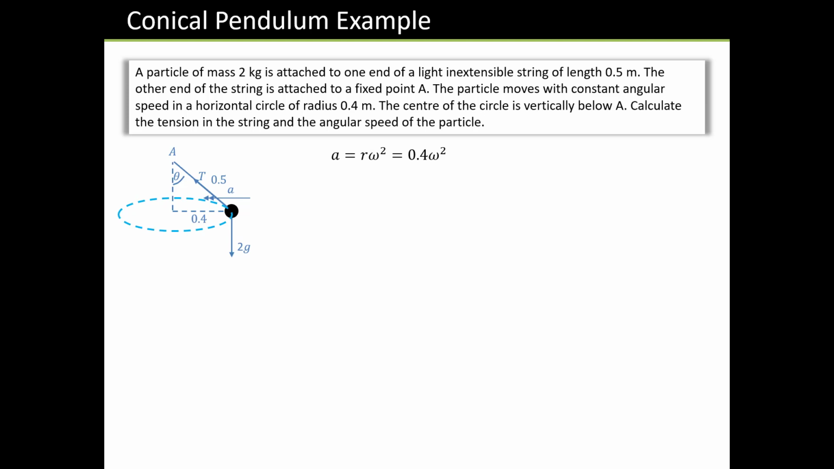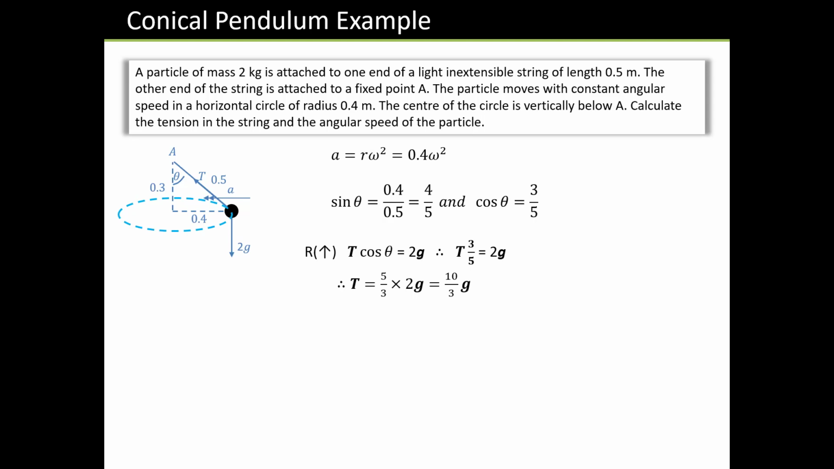The next thing I can do is use Pythagoras to find the missing length in that right-angled triangle. Well, now I know all three sides of the triangle, I can simply write down sine and cos theta like this. I can now use the equations I worked out in the earlier section of the video, resolving vertically, which I can quickly rearrange to give me that. That's part 1 of the question answered.